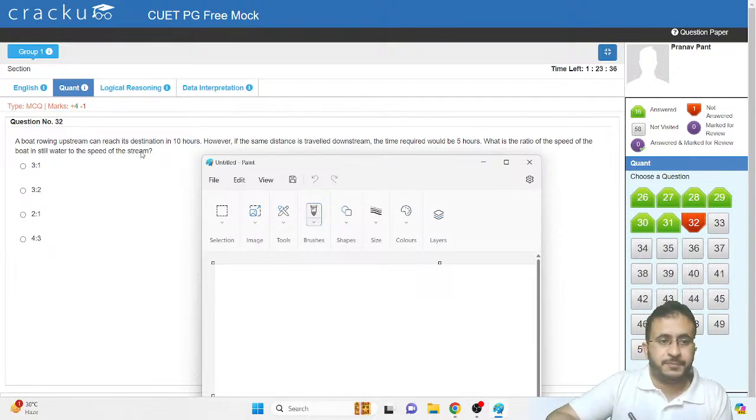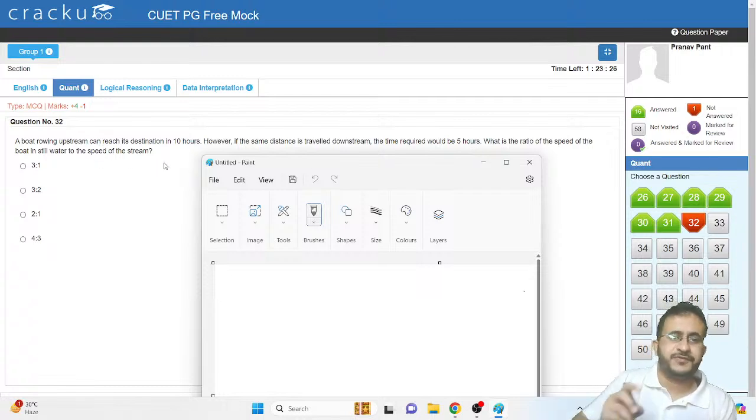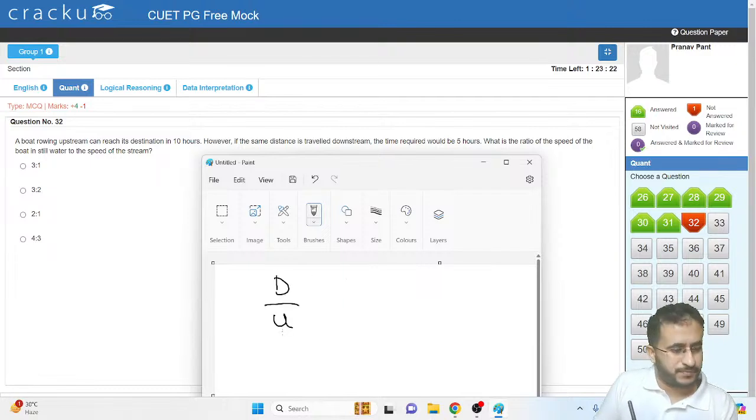The boat rowing upstream can reach its destination in 10 hours. However, if the same distance is traveled downstream, the time required will be 5 hours. What is the ratio of speed of boat in still water and speed of stream? Okay, so now we have downstream and upstream. Downstream and upstream, speed is in what ratio?